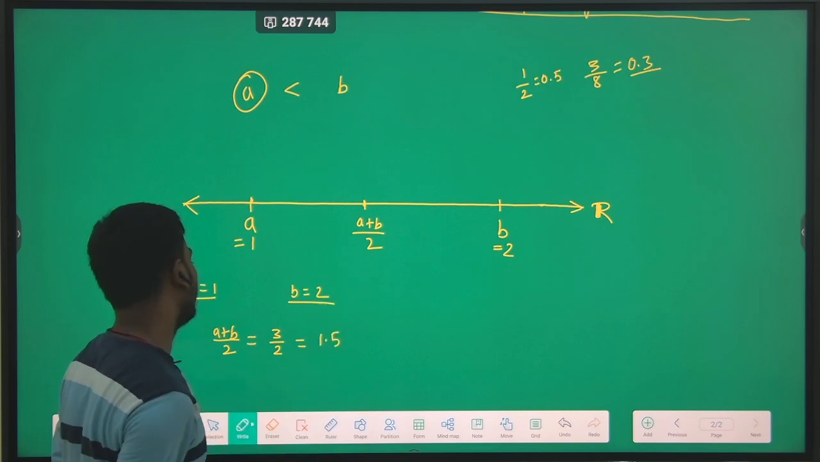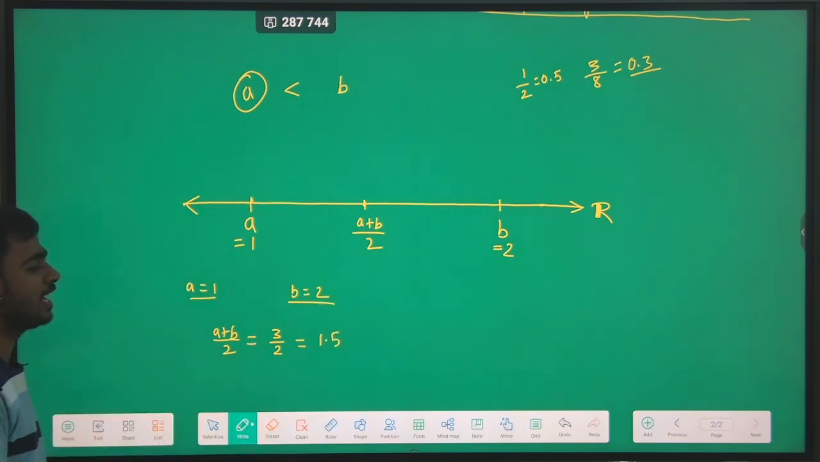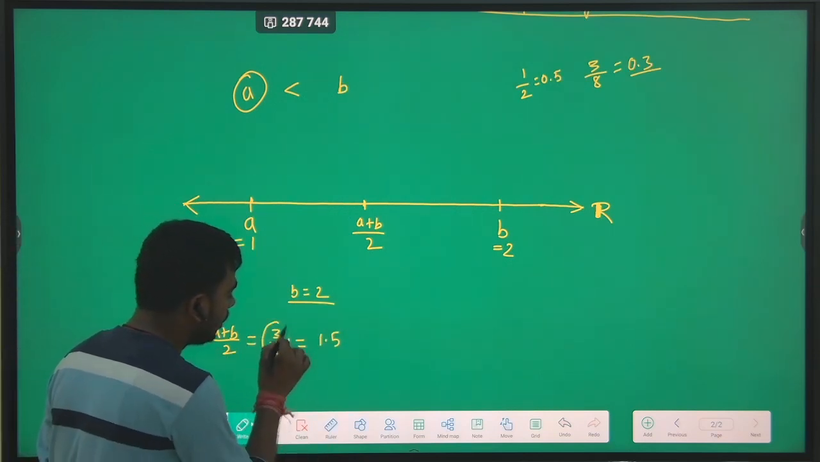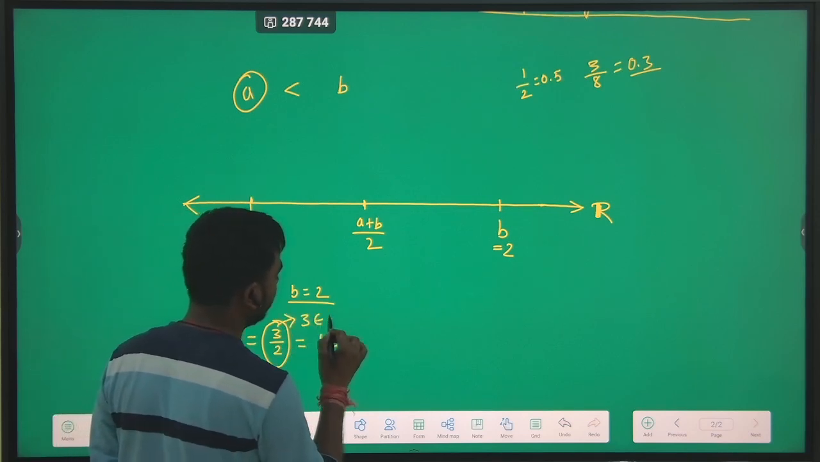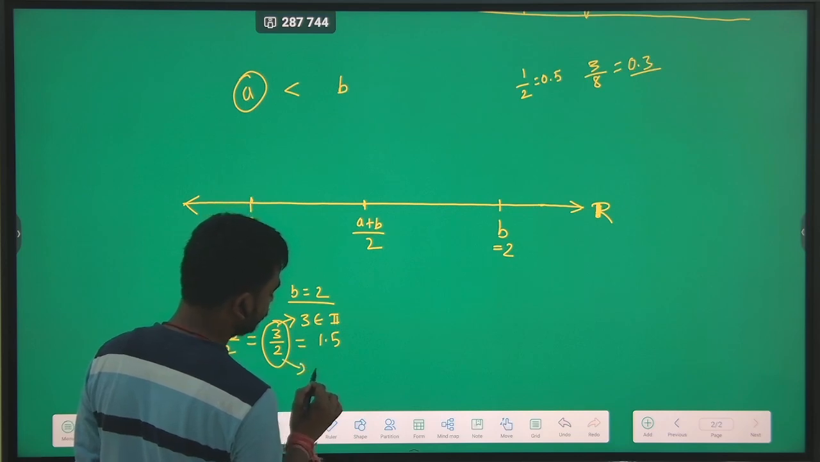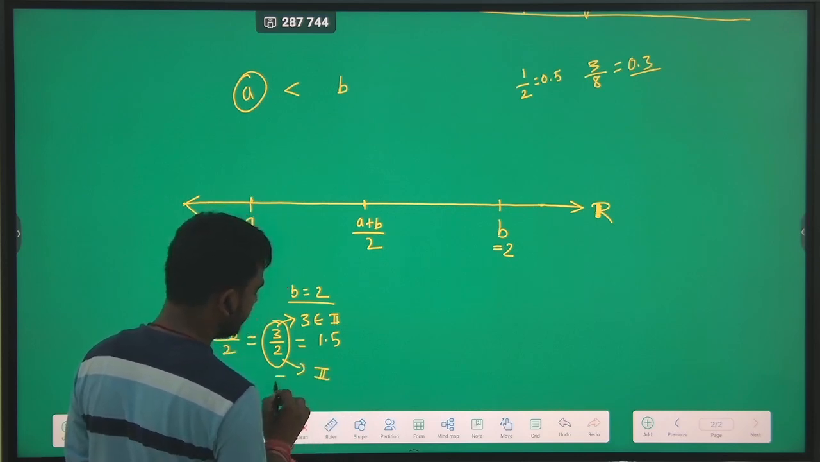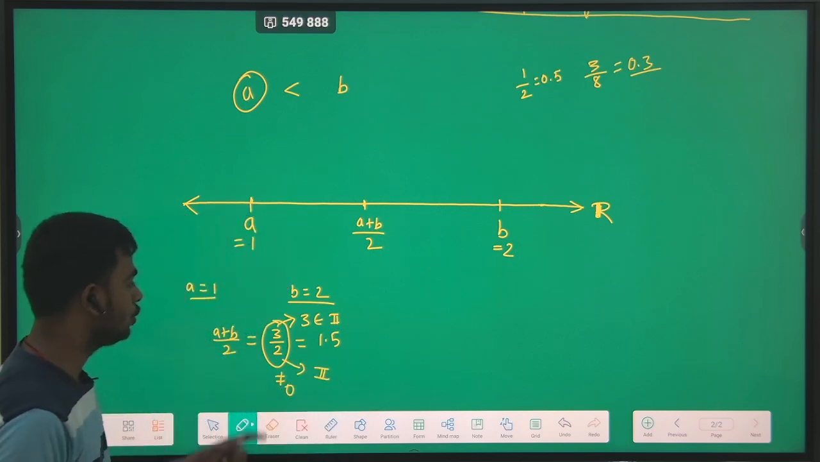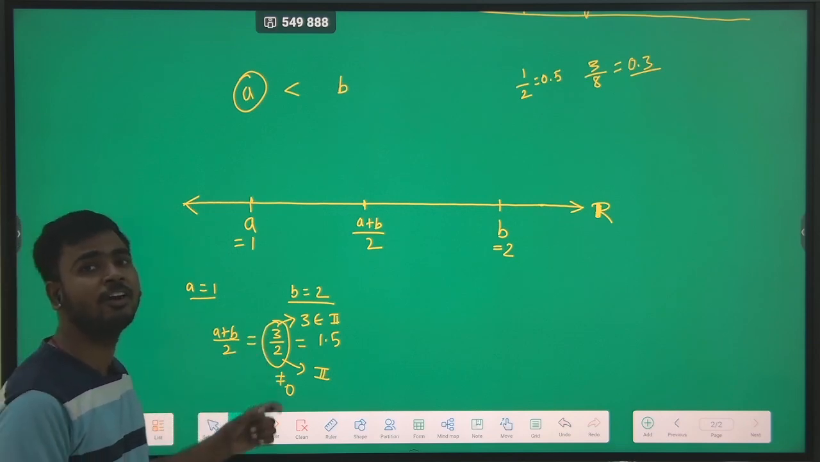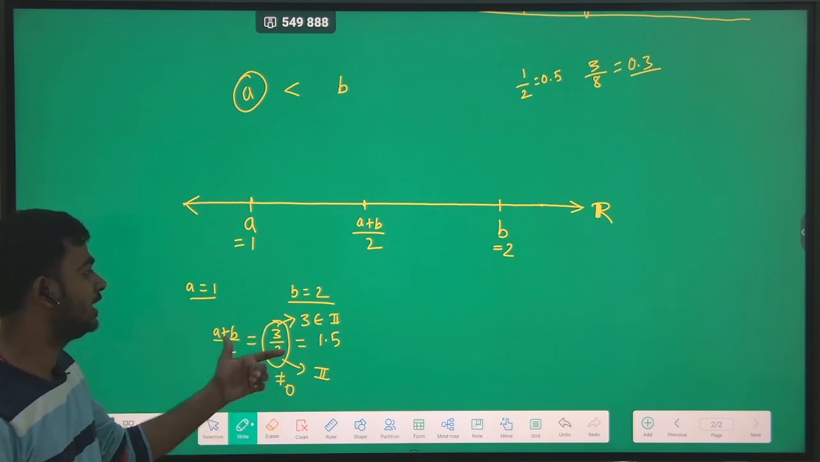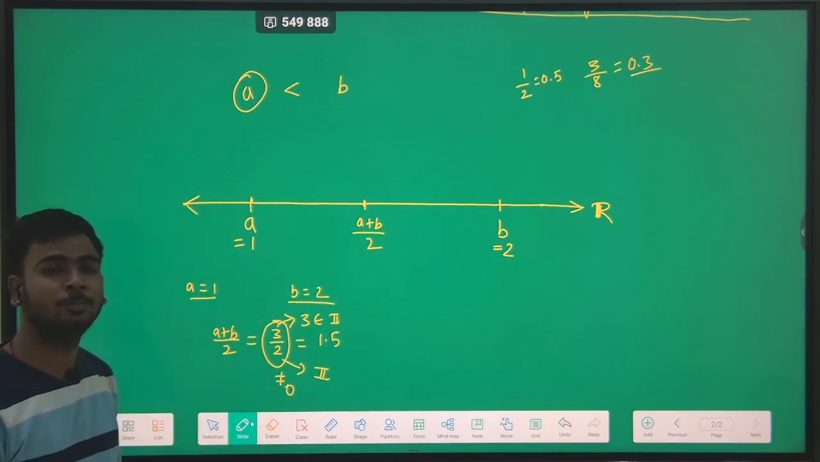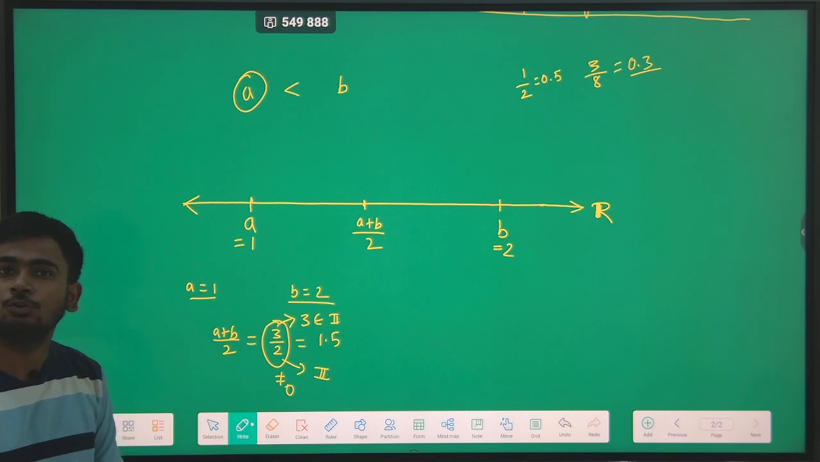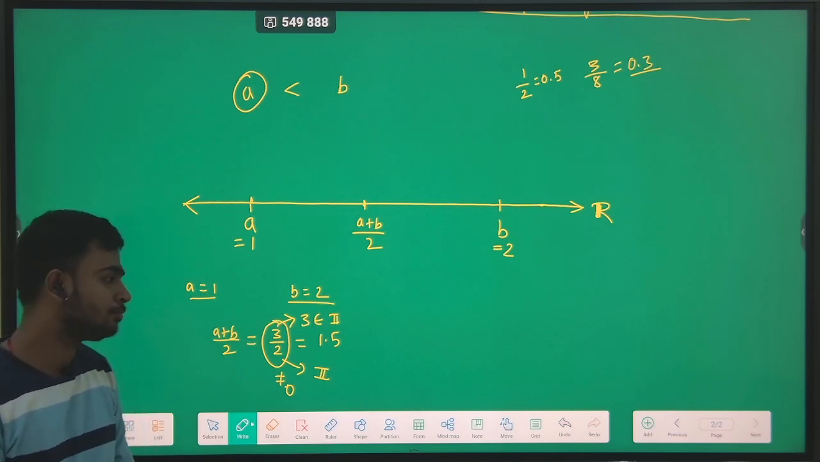So now we will check whether (A plus B) by 2 is a rational number or not. We have got 3 by 2. 3 belongs to the set of integers, 2 belongs to the set of integers, and 2 is not equal to 0. Also, 3 and 2 have no common factors other than 1. So we can say that between A and B, we have inserted one rational number, that is (A plus B) upon 2. Is it true?